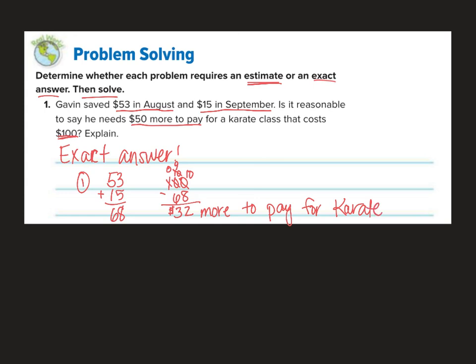And so is it reasonable to say he needs $50 more? I would say no, he needs $32 more. Now, would he have enough if he made 50 more? Yeah, but does he need to make 50 more? No. So, there we have it. That's all I have for you today. We're just looking for that special keyword, about. If it says about, we estimate. If it doesn't say about, we find an exact answer. All right, let me know if you have any questions. Thanks for watching.